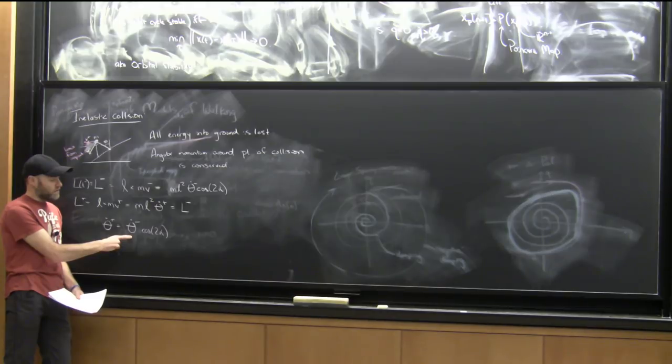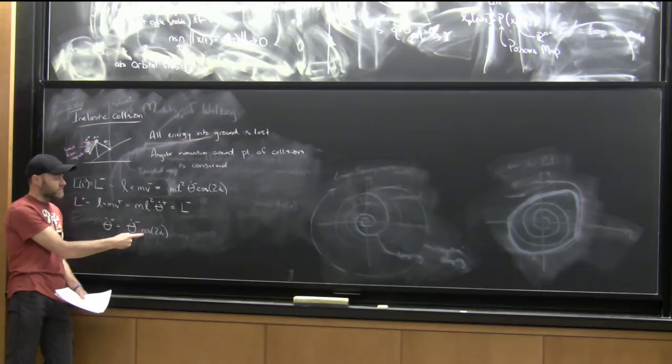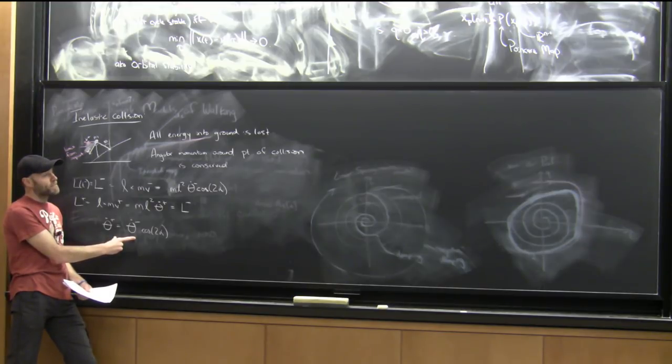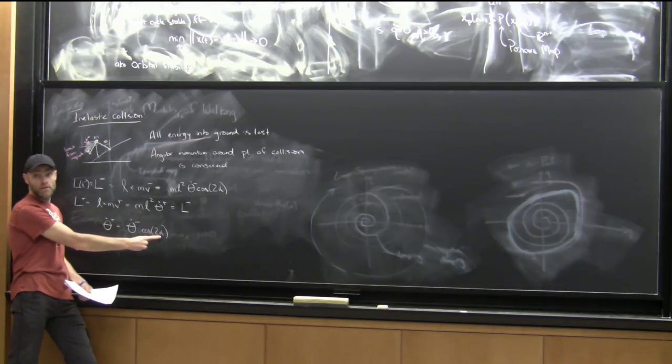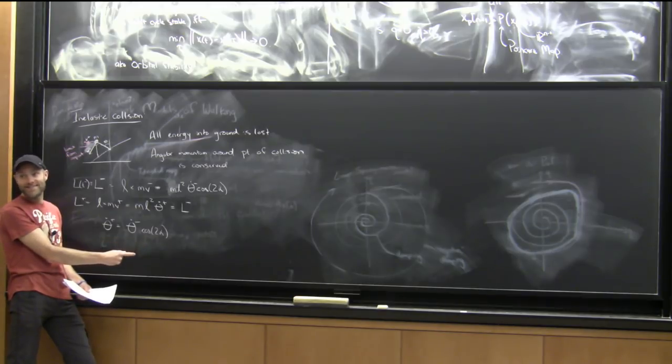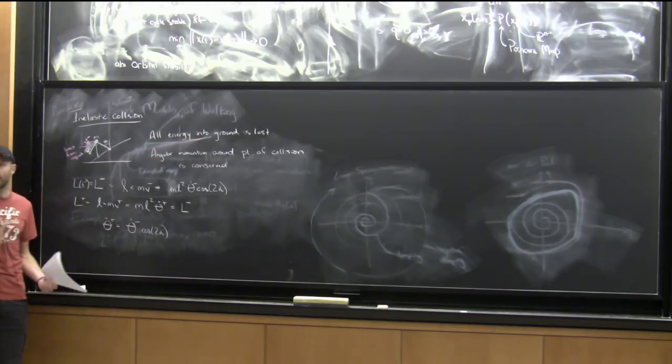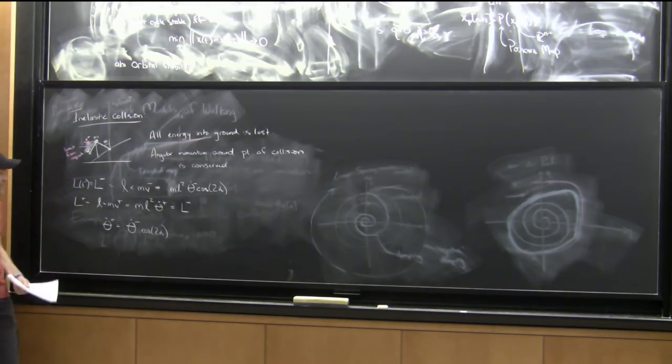So does this make sense? First of all, cosine's always going to be less than 1, so I'm always going to lose energy. What's the limit where this has no losses? Yeah? As alpha goes to 0. And that's the wheel, right? As those spokes get arbitrarily close together, the losses go to 0, and I've got a wheel. So that's a good sanity check.